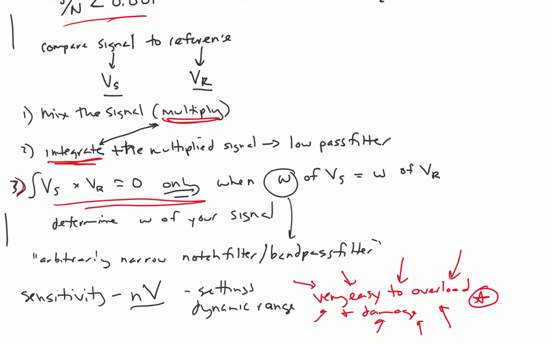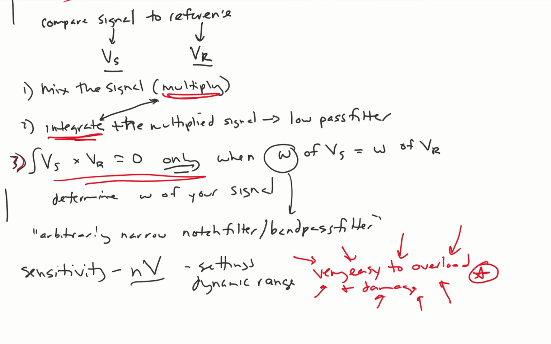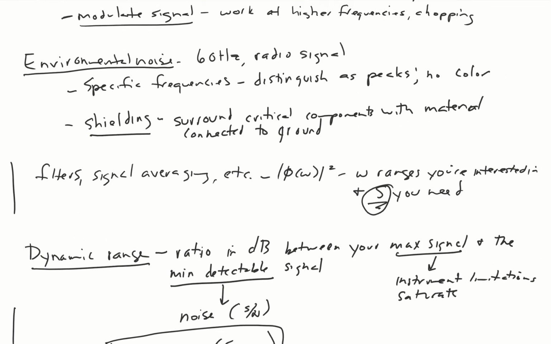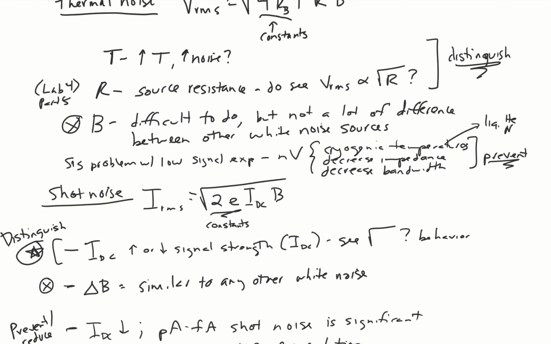The way that you detect these very low signal-to-noise ratio signals is you multiply a signal times a reference. That's the way that you mix those. You multiply them together. That's the first mathematical step. Then you integrate those multiplied signals, and it's only equal to 0 when you have the same frequency. So the reason it's called locked in is because the signal frequency is locked into the reference frequency.